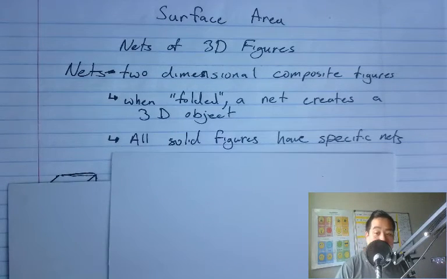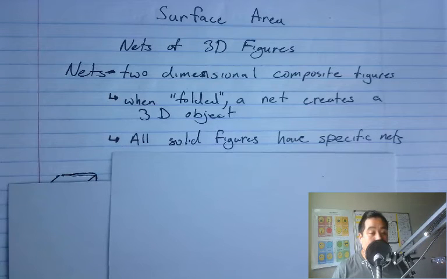All solid figures have specific nets. So we're going to have a bunch of different nets and shapes that are created using different nets. Not every net will create a single shape, okay? So we have to make sure we know all the different surfaces of our 3D shape to help us figure out which net goes with the correct 3D shape.